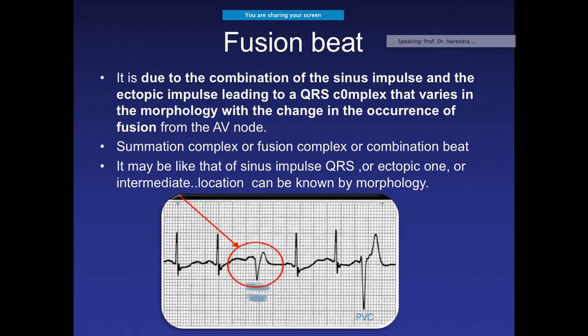So then what about the other beats? The other beat is called the fusion beat. In the fusion beat, it is normally due to the combination of the sinus impulse and also the ectopic impulse, which is leading to a QRS complex. And that's why it is different from the sinus beat, and of course different from the premature complex as well. And that's why what you see is called a fusion beat.